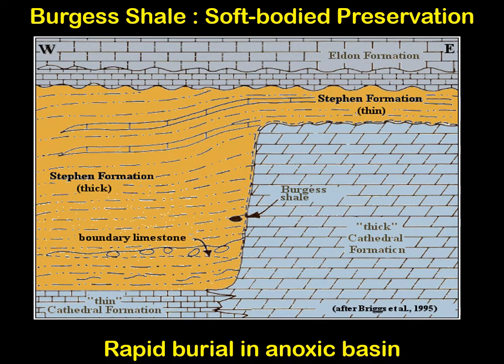So here's a cross-section of what the Burgess Shale would have looked like. The organisms would have been living up here on what is now the thin portion of the Stephen Formation, which is what the Burgess Shale is in. And a storm would come by and down over the edge they'd go, and they would get buried in the various deposits of the thicker portion of that Stephen Formation. So they're probably living on top of what we're calling the Cathedral Formation, which is this algal limestone reef.